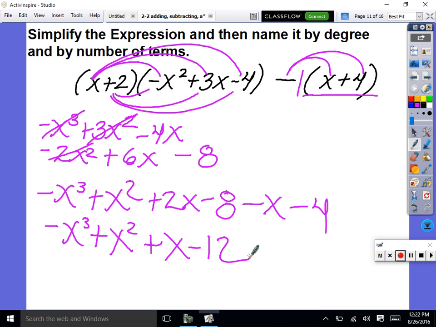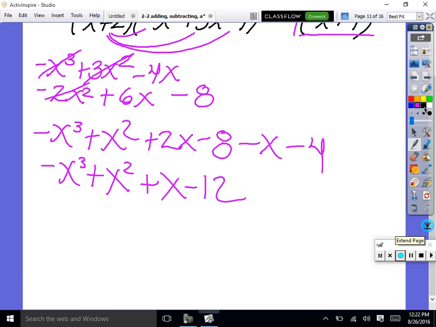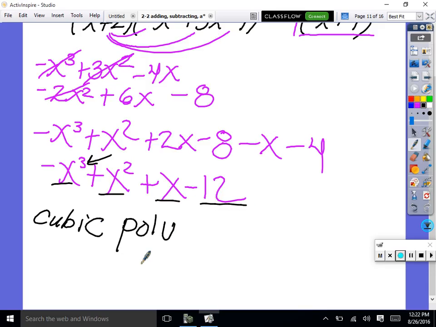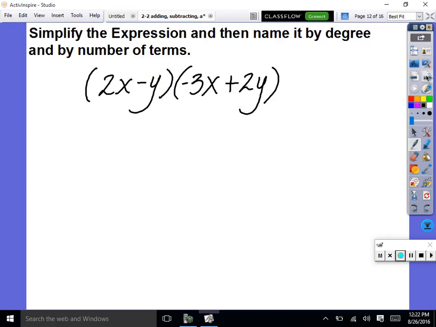We really do expect you to just be accurate in something this simple, because it is pretty simple for you guys. Let's name it by degree and number of terms. Degree 3, so it's cubic. 1, 2, 3, 4 terms. So it's a cubic polynomial of 4 terms. No special name for 4 terms. Okay, if you saw something like this, do you want me to go through it, or do you want to do it? I don't want to stand up here and waste your time. What would you like, class? Let's do it. All right, I like that.